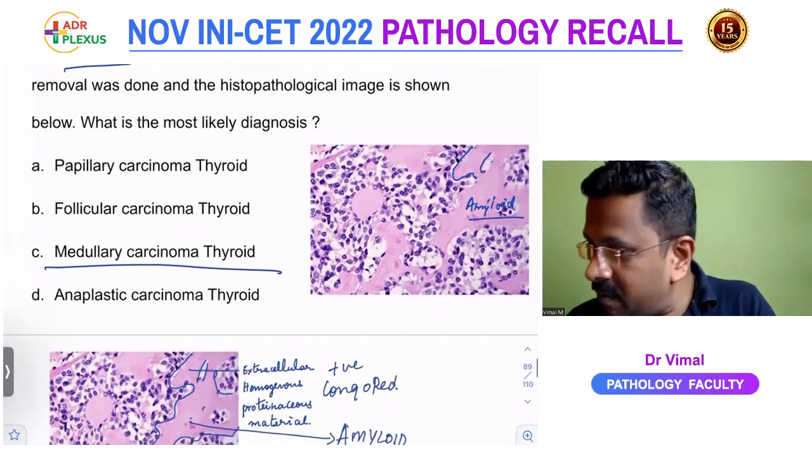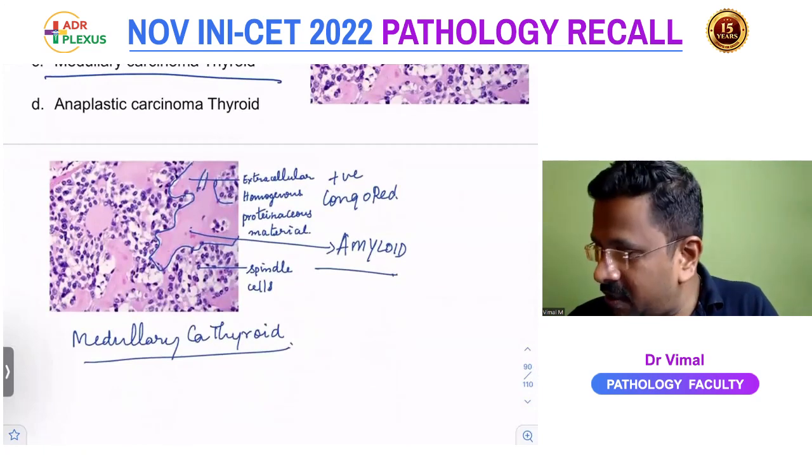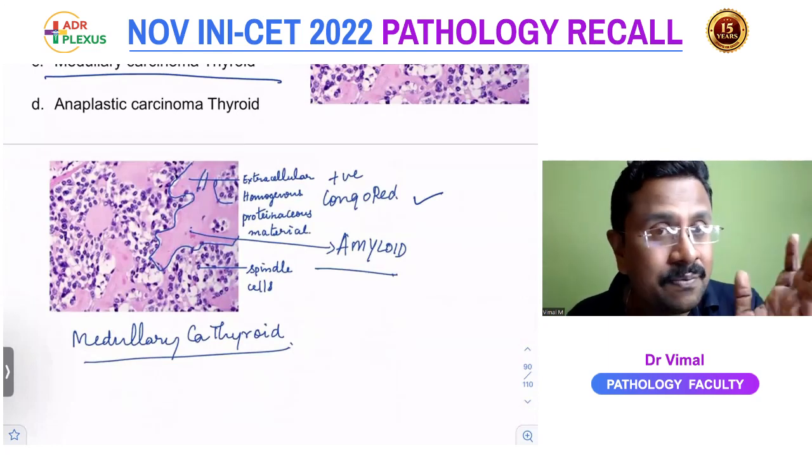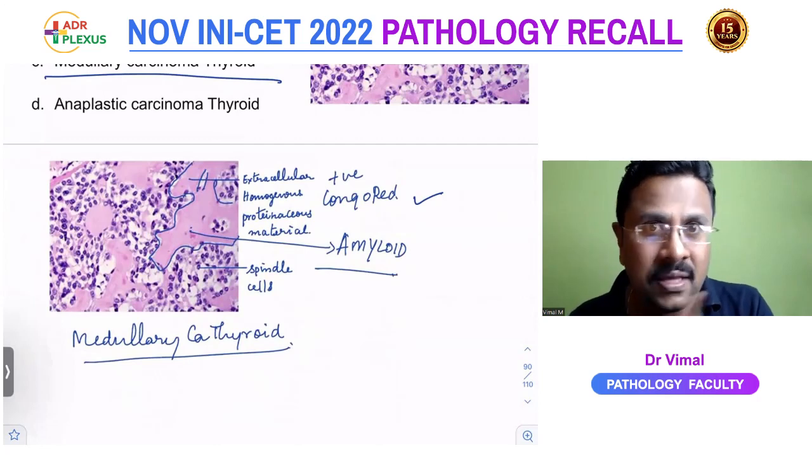I hope you remember the things which I told you, that it is Congo red positive. And what is the tumor marker for medullary carcinoma thyroid? It is calcitonin. Also remember the sporadic and the familial medullary carcinoma thyroid.